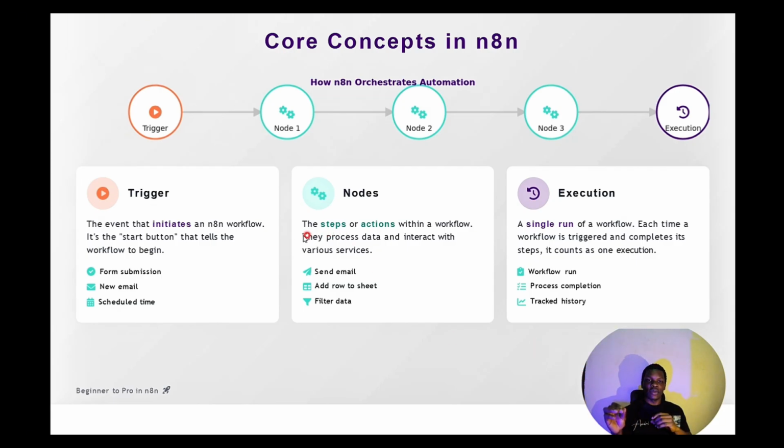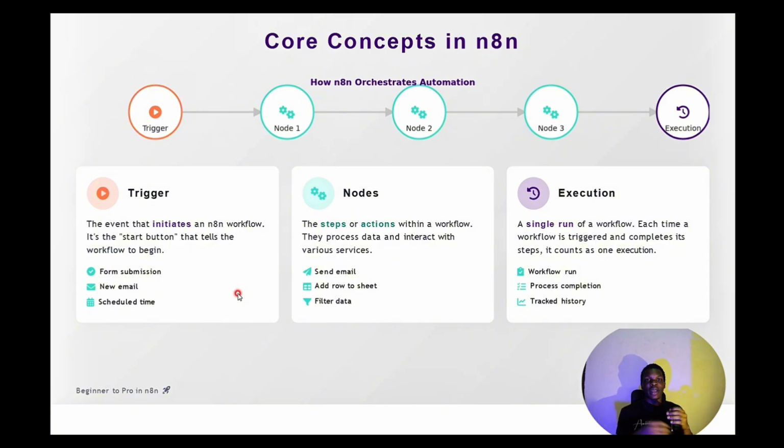So what are the core concepts in n8n? In n8n, we have our trigger, our nodes, and our execution. So what is a trigger? A trigger is the event that initiates an n8n workflow. It's the start button that tells the workflow to begin. So a trigger is basically what starts every workflow.